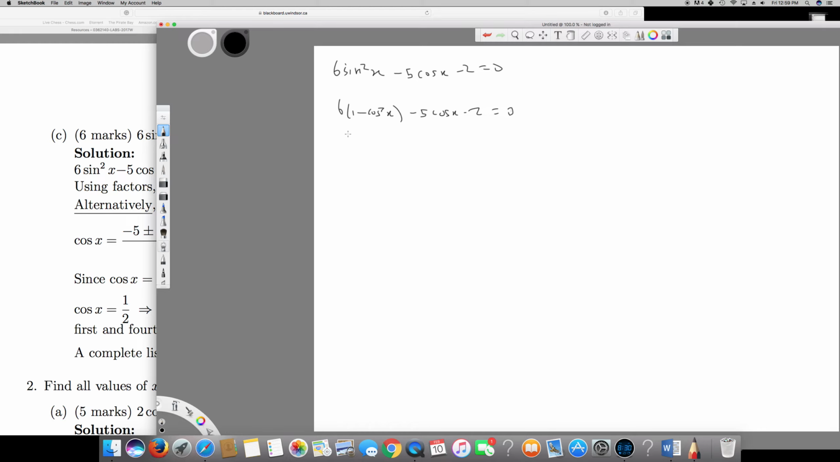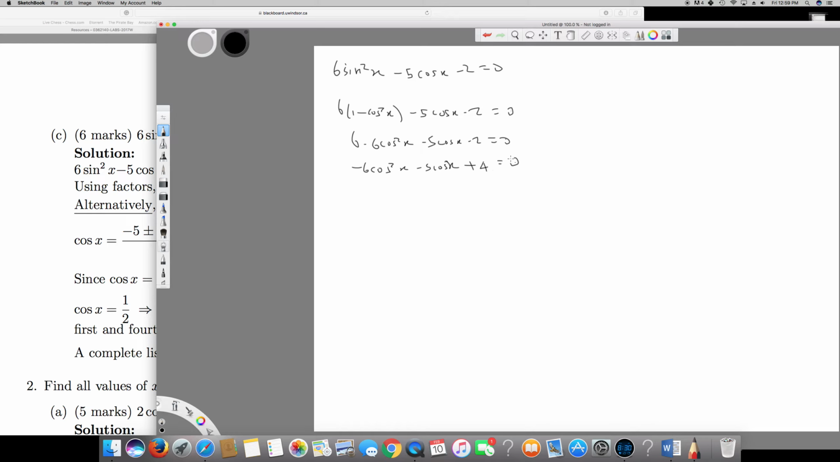Since we have this one here, 6 times 1 is going to be 6, and 6 minus 6 cos square x minus 5 cos x minus 2 is going to be 0. So 6 minus 2 is going to be 4. So let's say minus 6 cos square x minus 5 cos x plus 4 equal to 0.